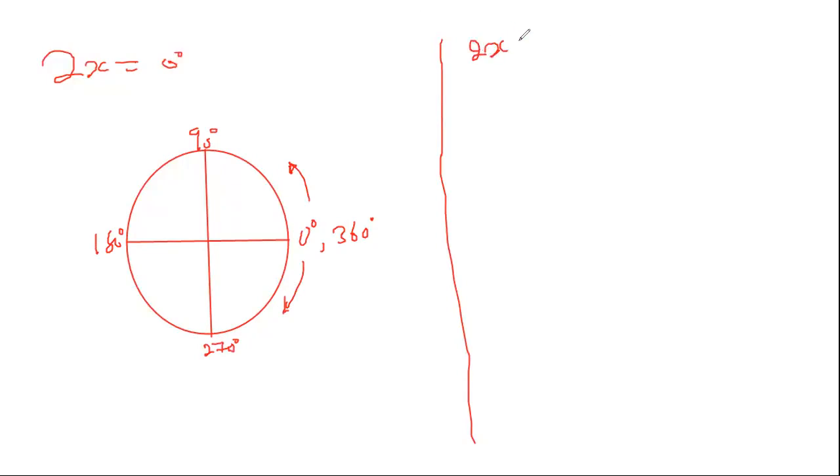Okay. So let us begin with the positive ones. We are saying 2x is equal to 0 degrees. And then the second one would be, so when we move in this direction, what would be our second angle? Where sign is positive? Yes, 180.